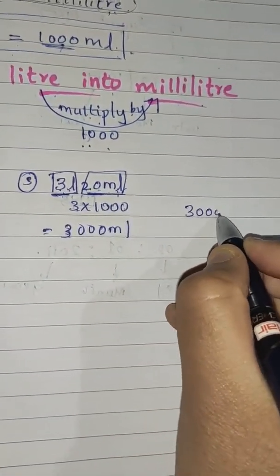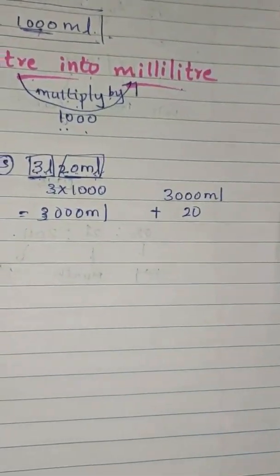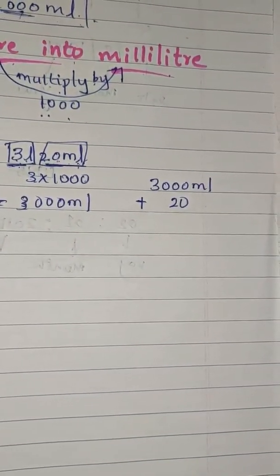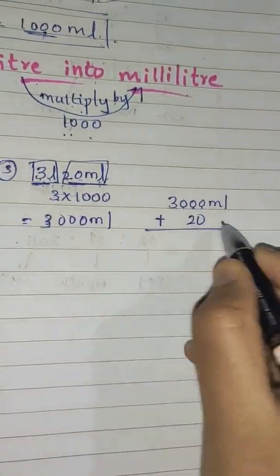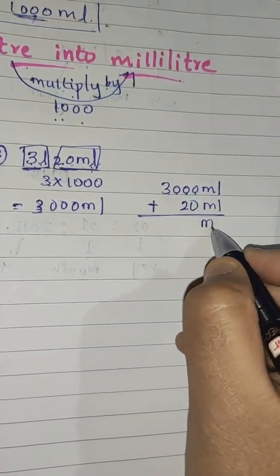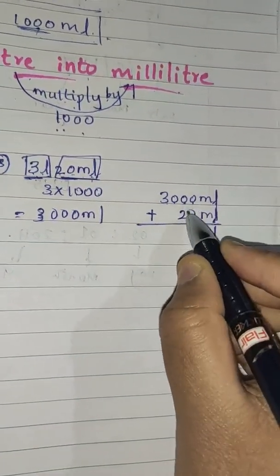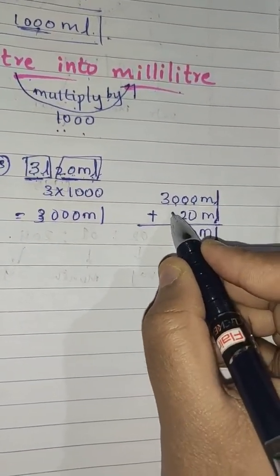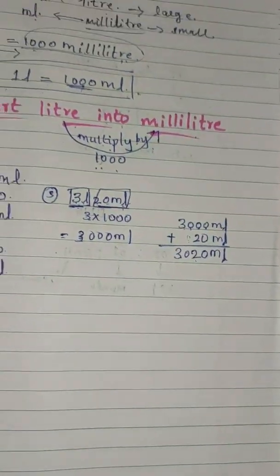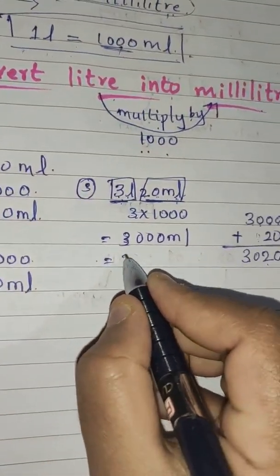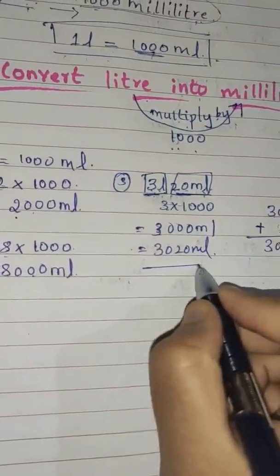So 3000 ml plus you have to add this 20 here now. You know how to arrange the numbers, isn't it? First you have to arrange from the unit, 10, 100, 1000. Okay, so let us add it. ml will be written as it is. Next 0 plus 0 is 0, 0 plus 2 is 2, 0. Here nothing is there, means 0. So 0 will be taken down and 3 as it is. So 3020 ml, means milliliter. This is the answer.